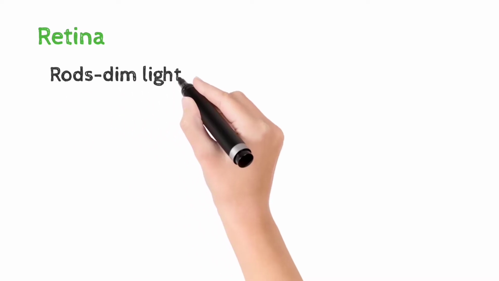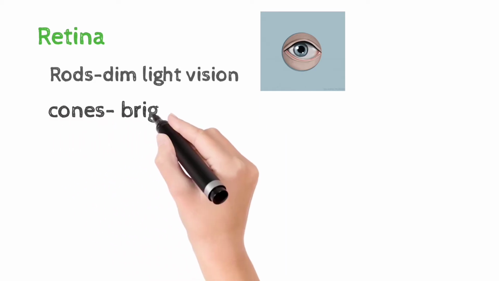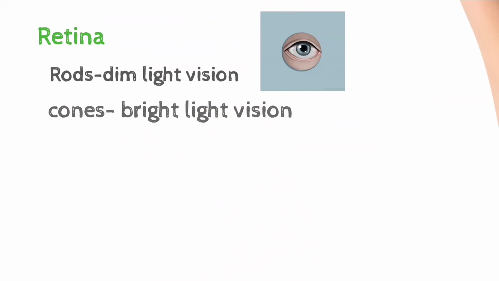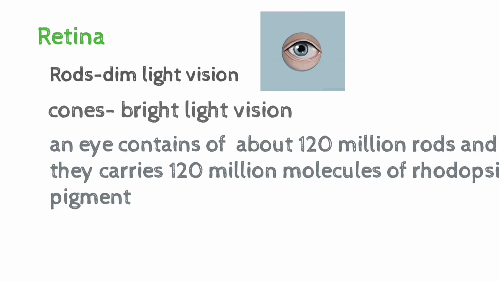Retina contains two types of cells called rods and cones. Rods are for dim light vision and cones are for bright light vision. Rods contain a visual pigment called rhodopsin and cones contain three types of visual pigments: cyanopsin, porphyropsin and iodopsin. An eye contains about 120 million rods and of which 120 million rhodopsin pigment.